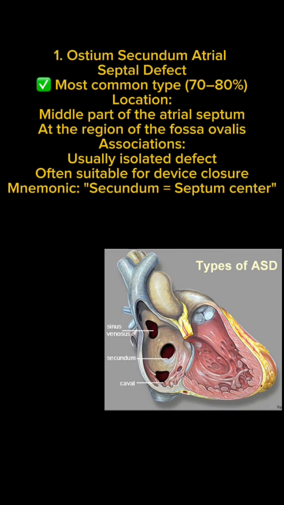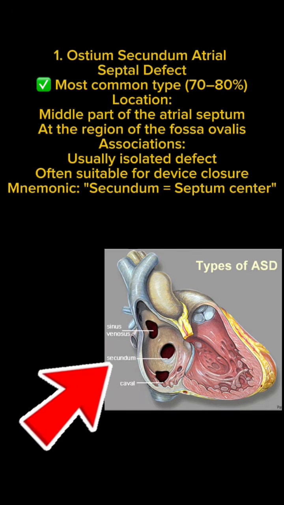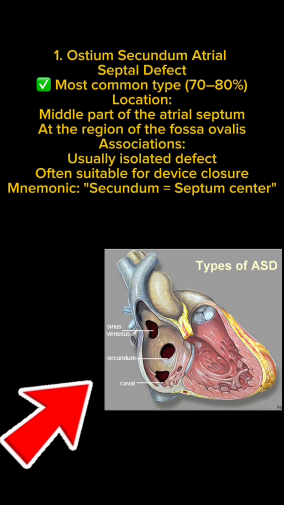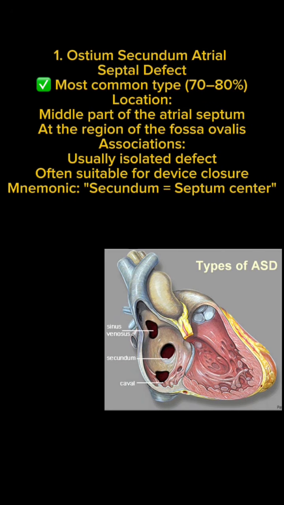1. Ostium secundum atrial septal defect. Most common type. Location: middle part of the atrial septum at the region of the fossa ovalis. Associations: usually an isolated defect, often suitable for device closure. Mnemonic: secundum equals septum center.